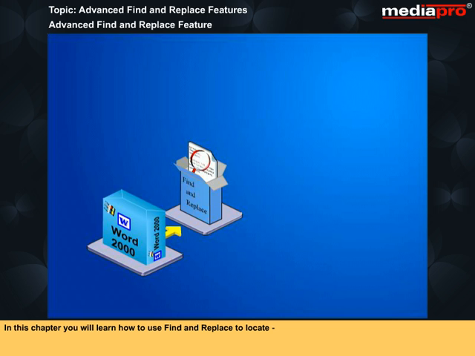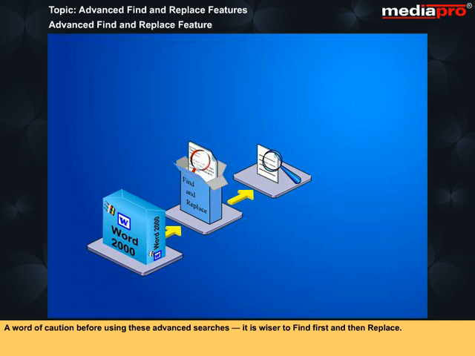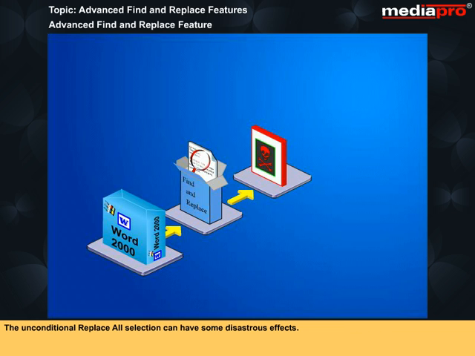In this chapter, you will learn how to use find and replace to locate punctuation marks, formatting styles, through wildcard searches. A word of caution before using these advanced searches: it is wiser to find first and then replace. The unconditional Replace All selection can have some disastrous effects.